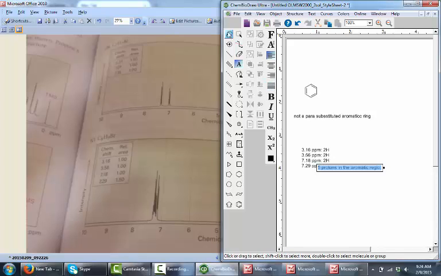Okay, so I have 5 protons in the aromatic region. That means I'm only going to have 1 substituent attached here, and all of these 5 are going to be the H's. Okay, and now let's put in those H's as well. Put in those guys here. Okay, so now I have 4 other protons, 2 sets of 2 protons each at 3.16 and 3.56.